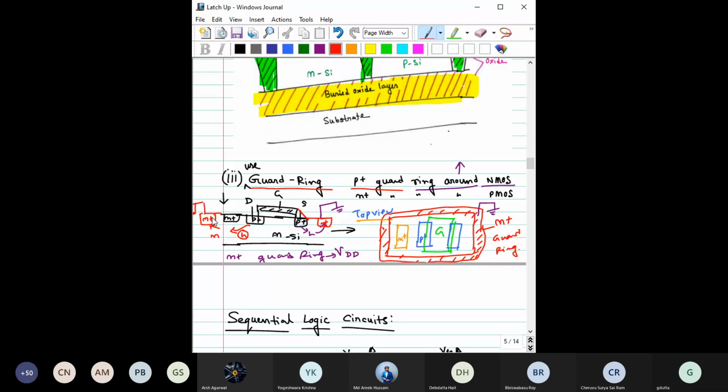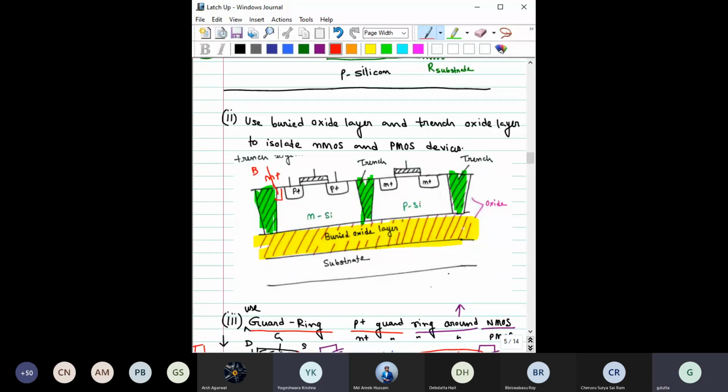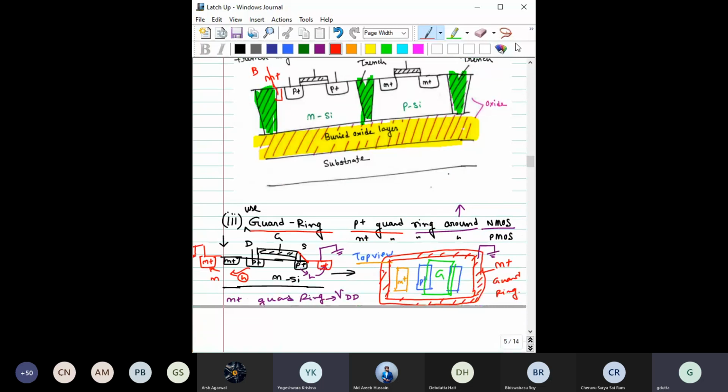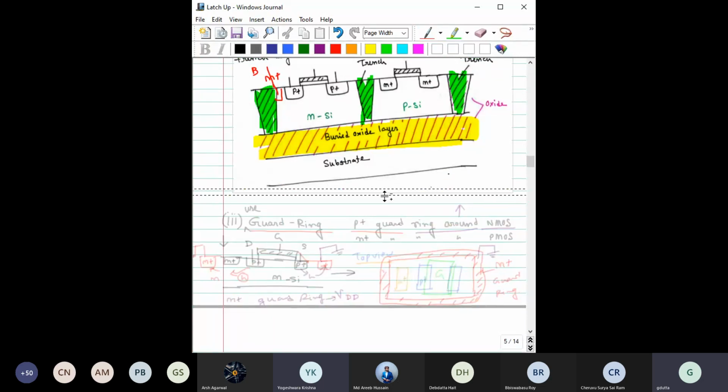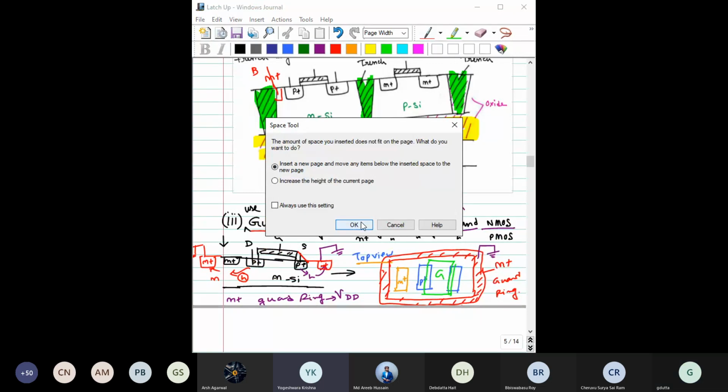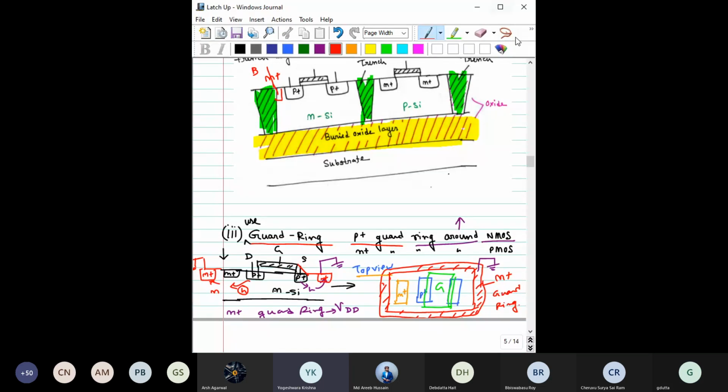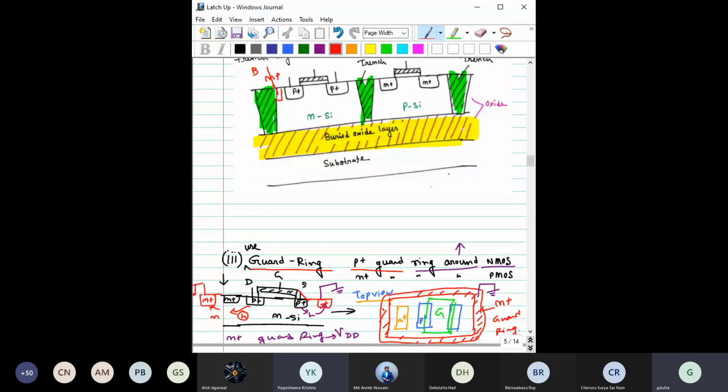Do you have any doubt? Okay. P plus guard ring around NMOS. Actually, there is one more. It was here. Small space, insert space. Increase the height. I was actually running out of space, so I thought that.